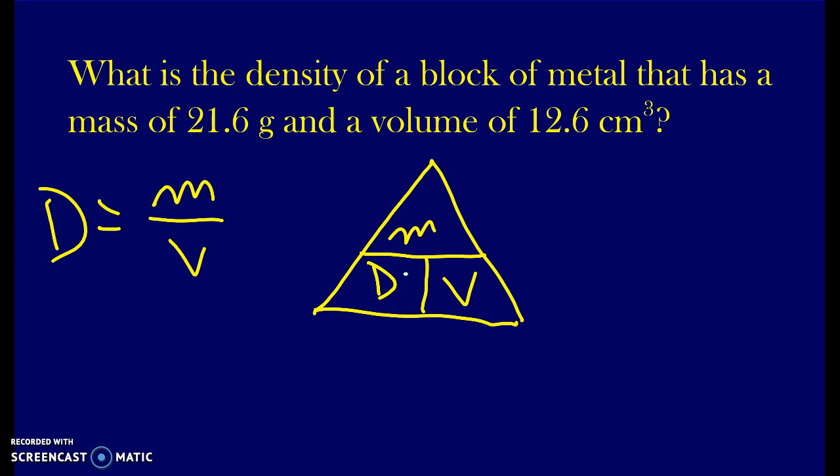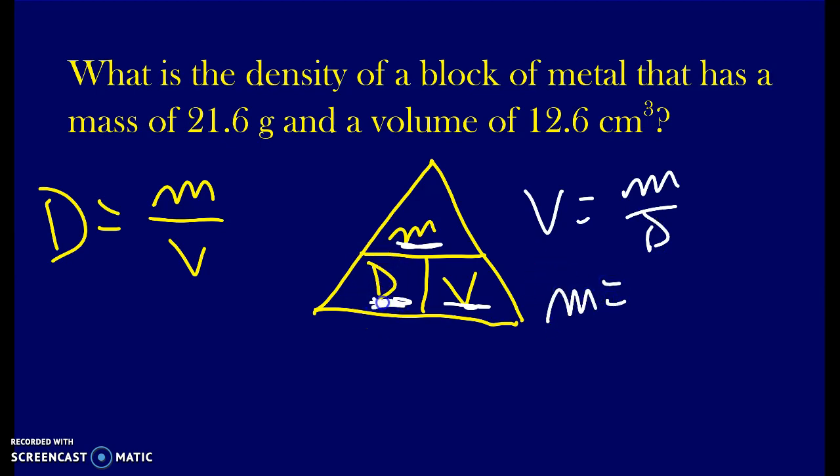Well, let's say I get a problem where I want to know what the volume is. The volume is equal to the mass divided by the density. V equals M over D. See how that operates? Now, let's say I want to know the mass. Mass is equal to the density times the volume, because they're next to each other. Density times the volume is mass. Mass divided by volume is density. And volume is mass divided by the density. Is that not cool or what?